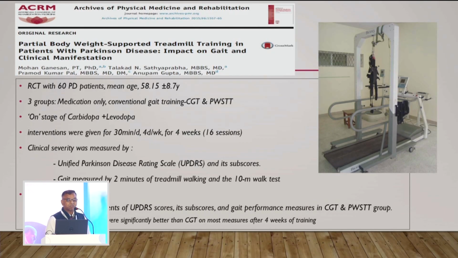And what did we observe? We observed significant improvement in UPDRS scores and gait parameters in both CGT and PWSST, partial weight support treadmill training, but between the two, partial weight support treadmill training patients tend to do better after 4 weeks of training.